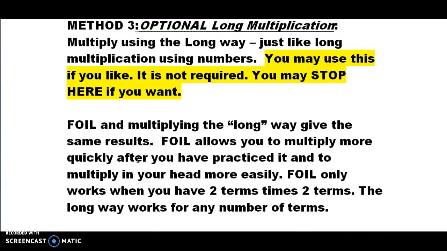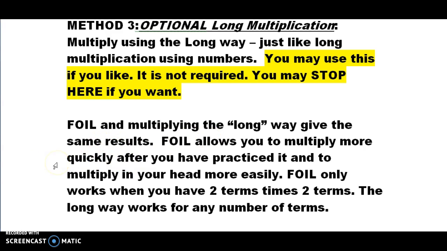The third way of multiplying is what I call the long multiplication method. You can multiply using it just like you use long multiplication with numbers. You may stop here if you want to. You're not required to use this method. I know some students in the past have found it easier, so this is totally optional. You can use it if you want. It is not required. So FOIL and multiplying the long way give you exactly the same results.